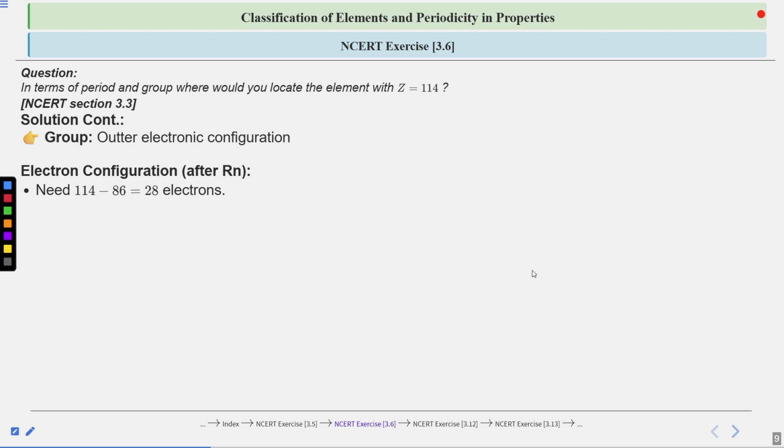What are we left with? We are left with 28 electrons. So 114 minus 86 gives you your 28 electrons. Now you have to fill these 28 electrons in the next higher shell. Again, the same logic we applied in the previous question. Since we are considering the 7th period, we will fill the s subshell of the 7th period first. So that gives you 7s2. So now 88 electrons have been filled. Moving on to the next one, it is 5f14. So 88 plus 14, 102 electrons.